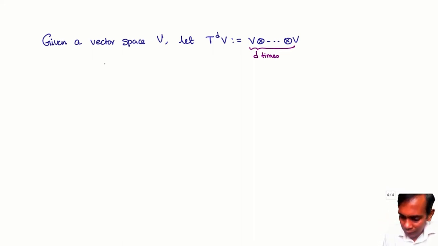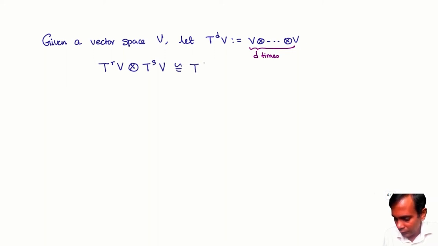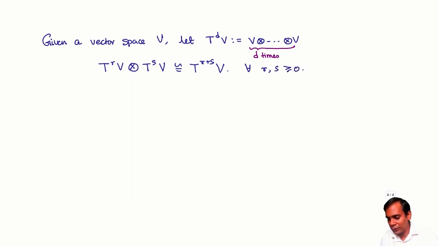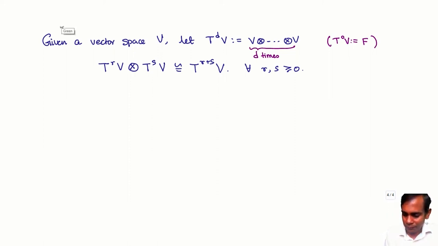Okay, and what we have is that T^R V tensor T^S V is isomorphic to T^(R+S) V for all R, S greater than or equal to 0. At this point, I should say something about what T^0 V is. So T^0 V, we will take it to be by definition just F, the one dimensional vector space F over F. And now we are ready to define the tensor algebra.